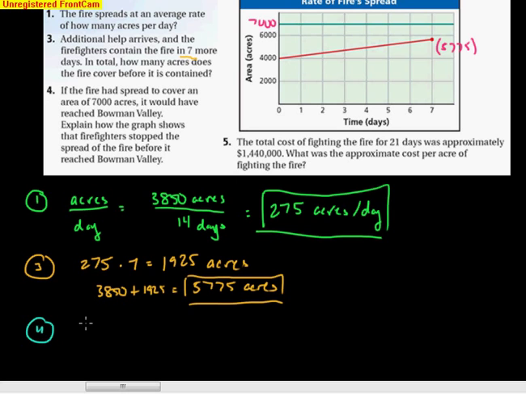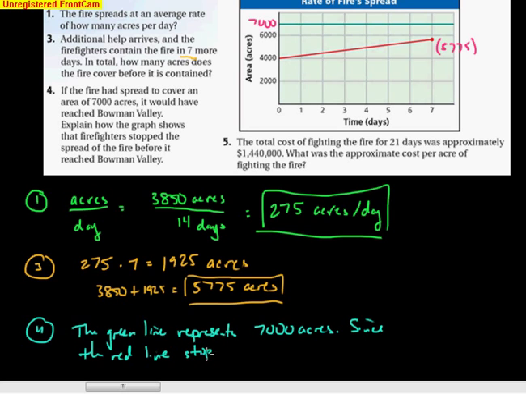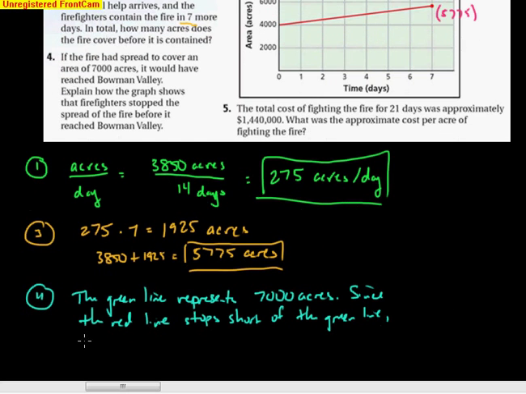So I would say the green line represents 7,000 acres. Since the red line stops short of the green line, the graph shows the firefighters stopped the spread to Bowman Valley.